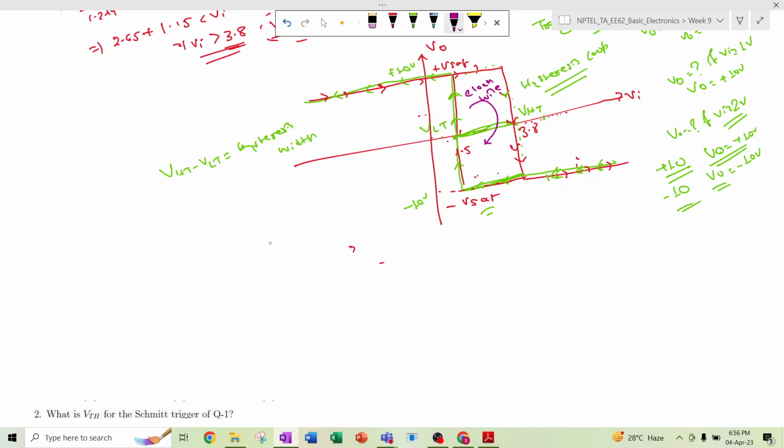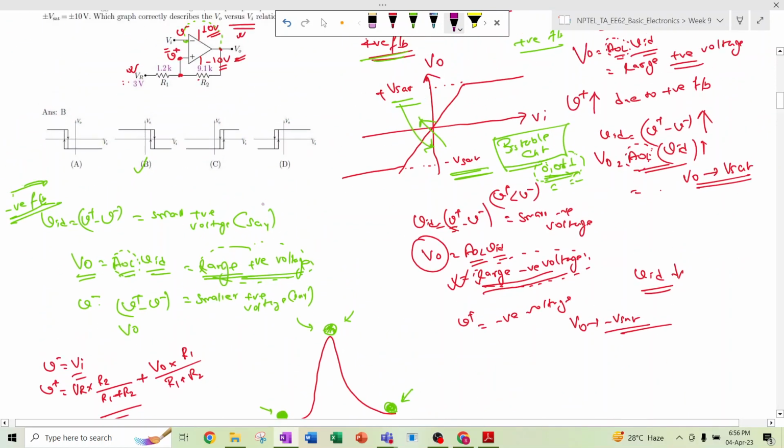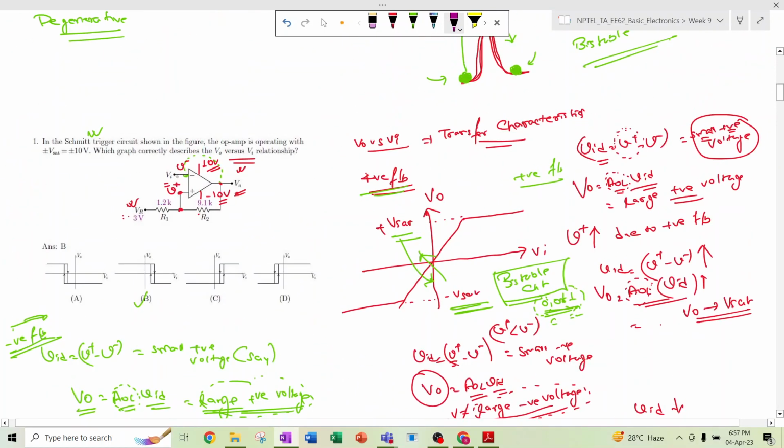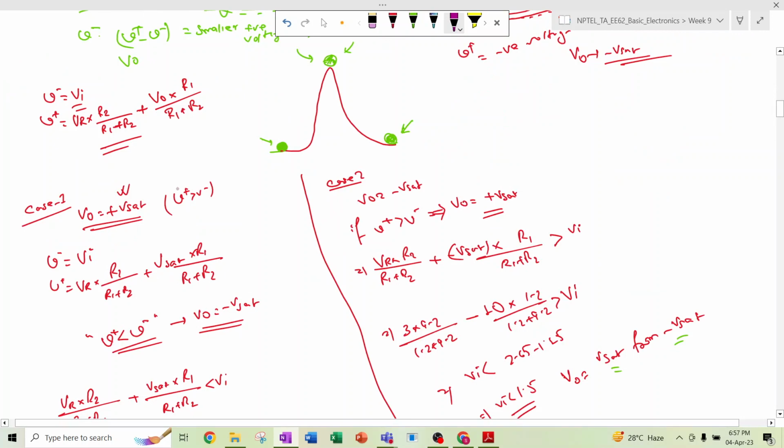This clockwise direction refers to an inverting Schmitt trigger. Inverting Schmitt trigger means the input is applied at the inverting terminal. Here you can see that Vi is applied at the negative inverting terminal. So you can also verify whether your answer is correct or not.